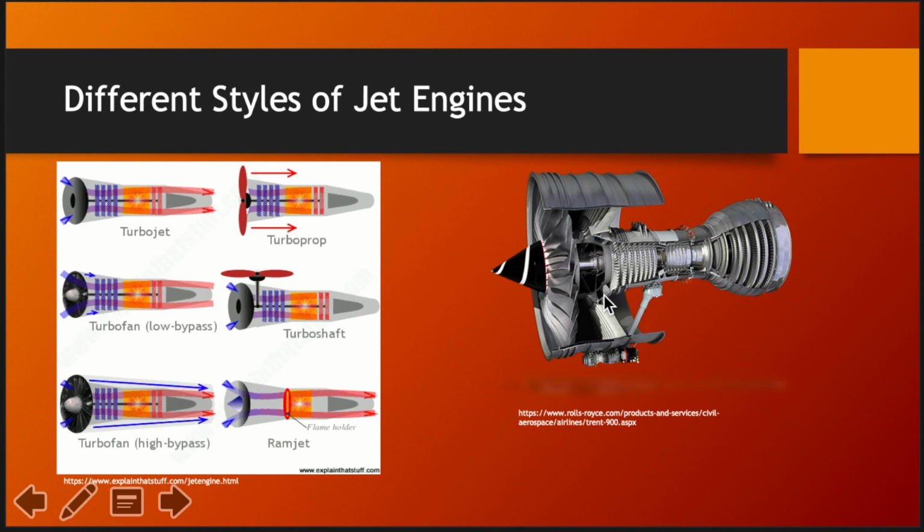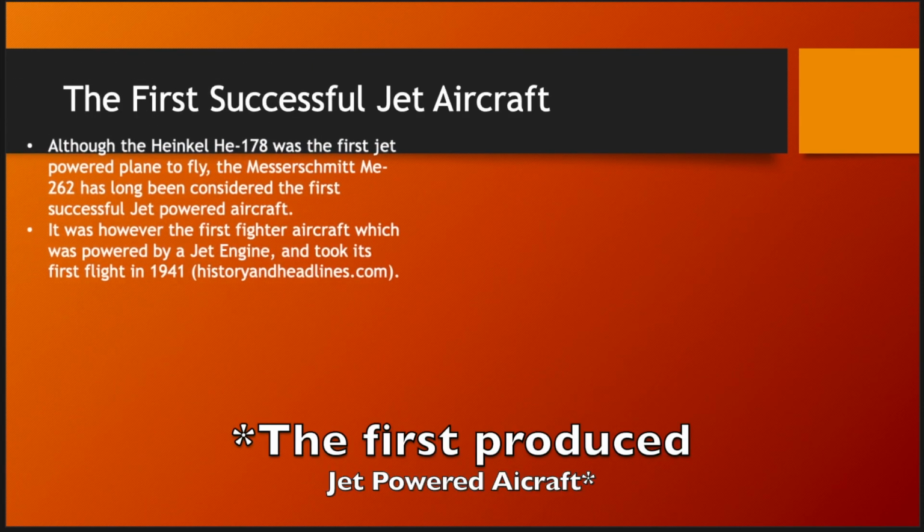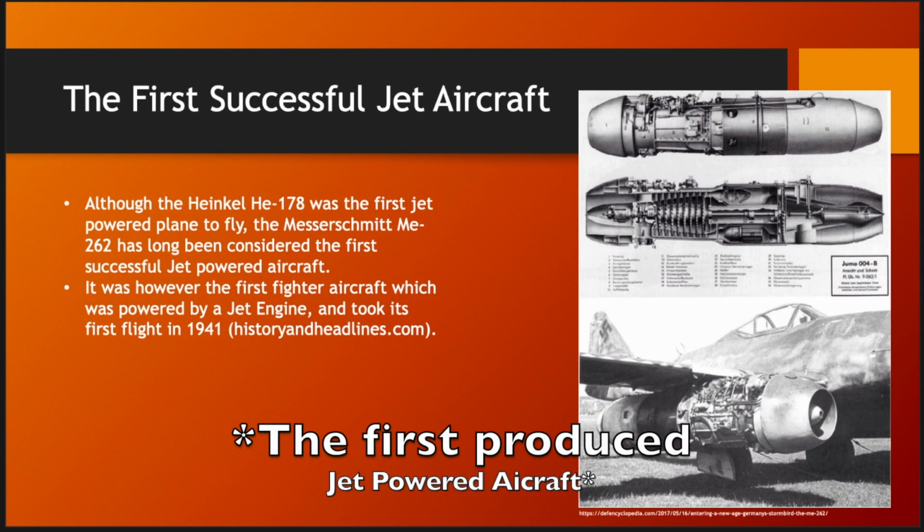So this is the engine right here. And then you have bypassing, so it creates thrust here, but it's also creating thrust here. It's just obviously not as much out here, but it helps, about 30% in some cases, not all. And the first successful jet aircraft to fly was the ME-262.